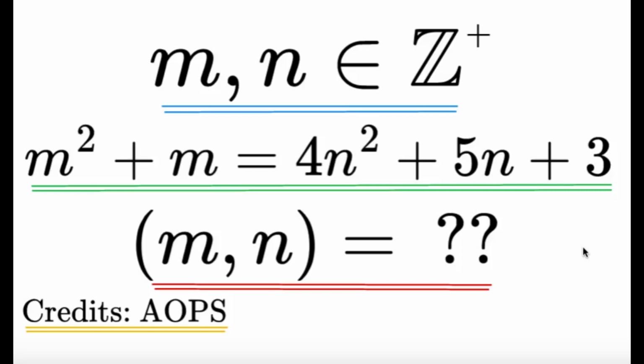Here's an item on number theory. m and n are positive integers satisfying m squared plus m is equal to 4n squared plus 5n plus 3. Find all possible ordered pairs m, n. Again, credits to the Art of Problem Solving community for this item.